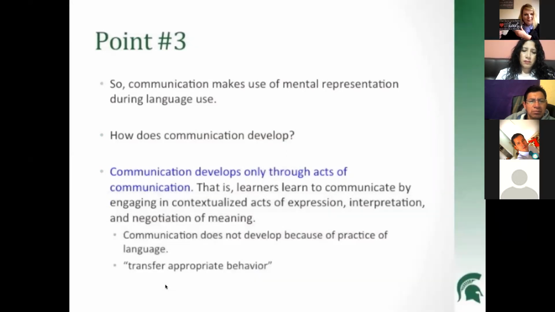Communication does not develop because of practice with language. You don't sit there and practice communication. Communication develops because you're communicating. In other words, what you have to engage in is what psychologists call transfer appropriate behavior. If you want to gain skill in something, if you want to learn how to do something, you have to, from the very beginning, engage in that behavior that you want to get skill in. You can't do something that's not like that and think that what you're learning is going to transfer to the skill that you want to develop.